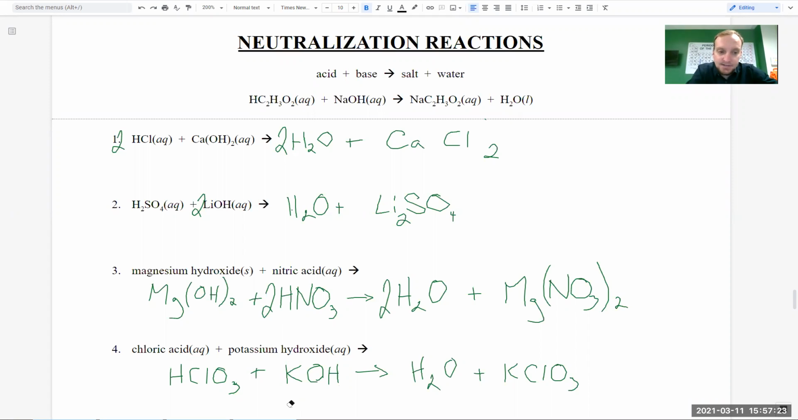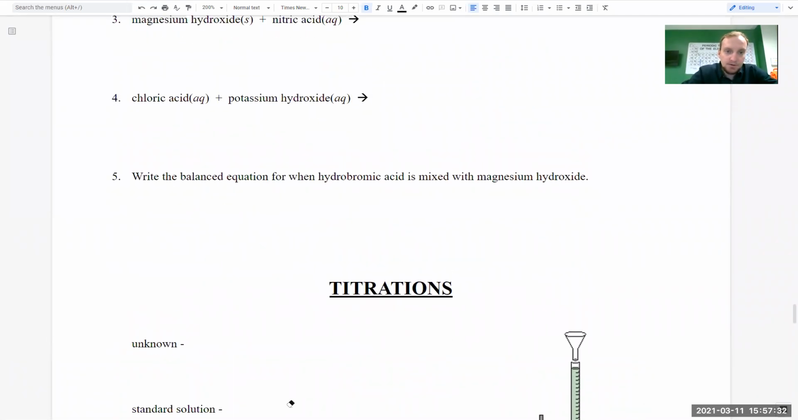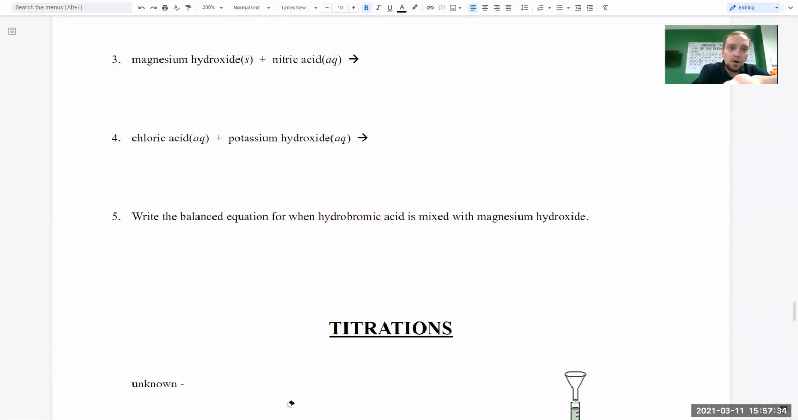Okay, so like I said, this is really not that difficult. You're just pulling out the water, seeing where that comes from, and then putting whatever else you have left over together to make our water and our salt. Last one, it says write the balanced equation for... Hydrobromic acid, that's HBr, or hydrogen bromide, excuse me, is mixed with magnesium hydroxide.